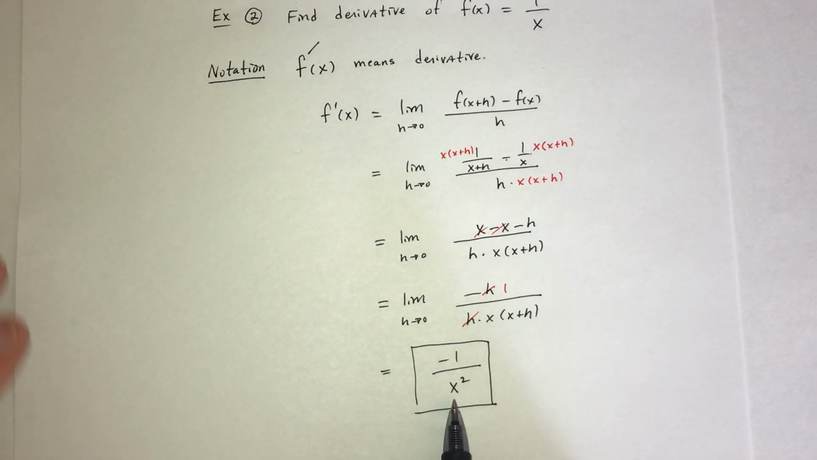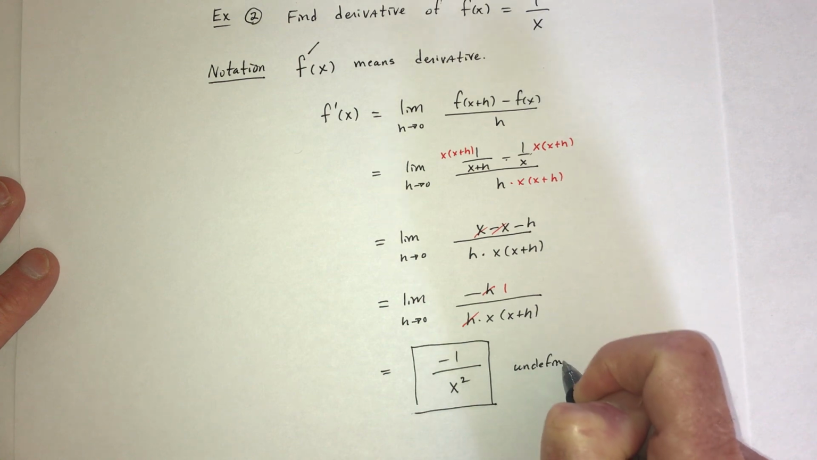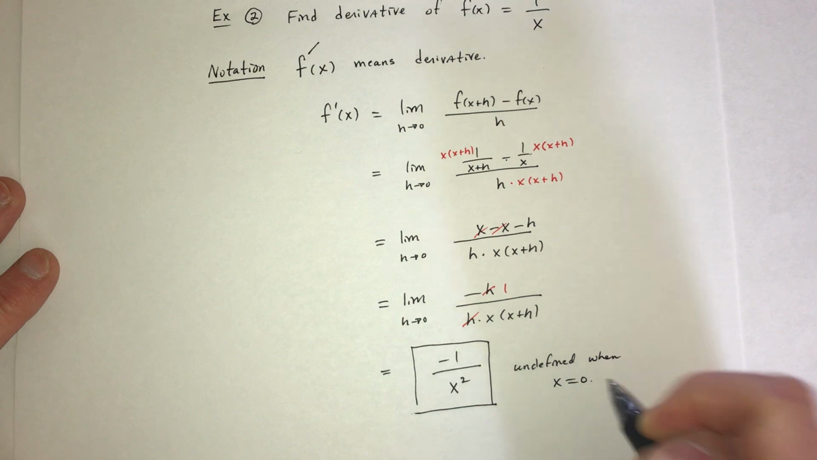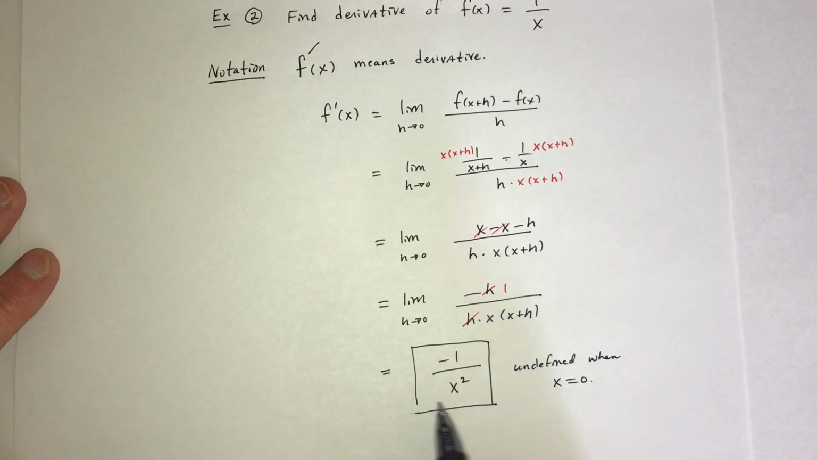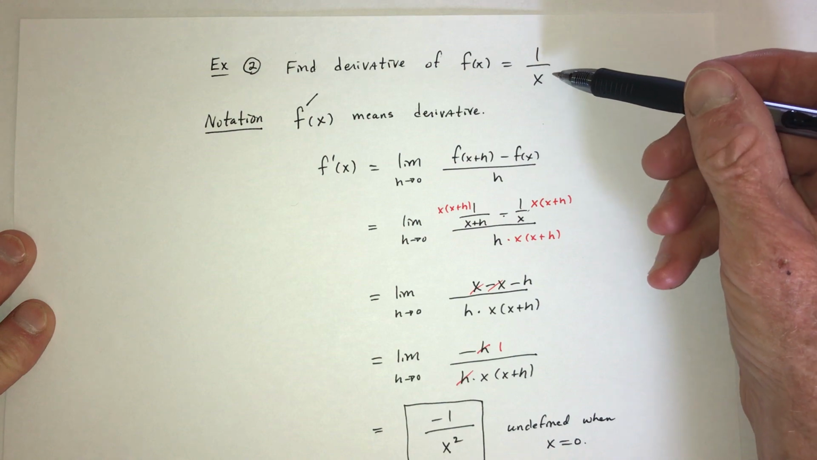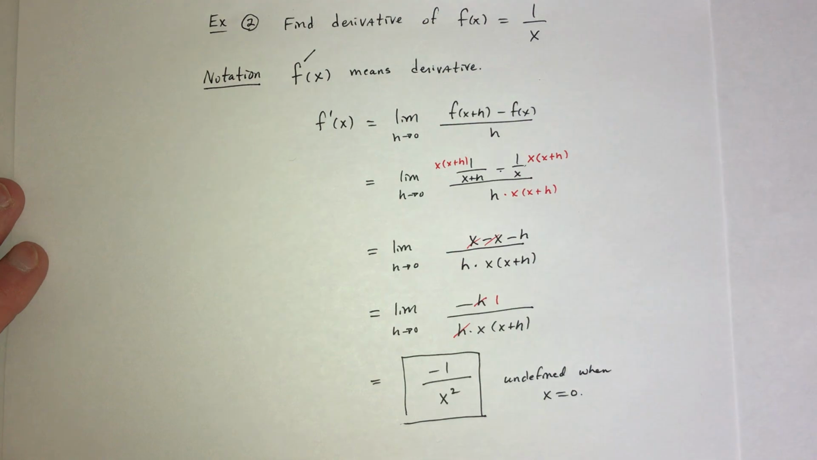Notice that this one is undefined when x equals 0, because it would cause division by 0. And in fact, the function itself is undefined when x equals 0, so it makes sense it does not have a derivative if the function itself doesn't even exist.